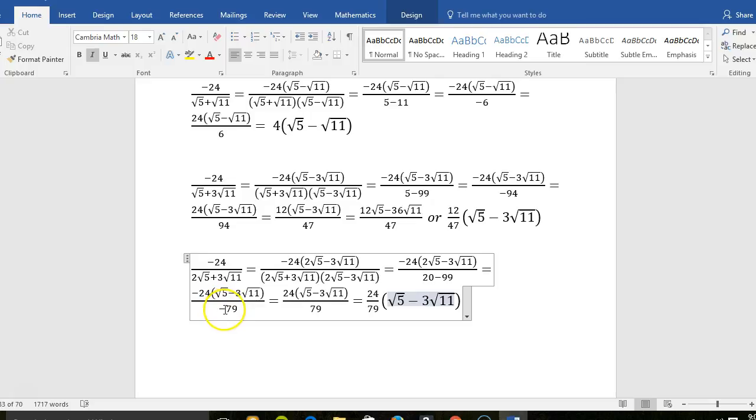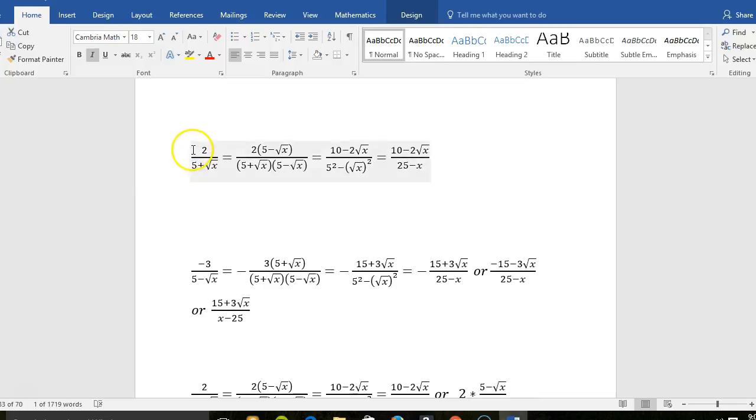These two negatives cancel, and you just get this right here. Or you can write it as this right here. 24 and 79 are not going to reduce any. And let me put "or," because this should be optional unless your professor just loves this form to death or something. I'd just stay with this form right here. Okay. But anyway, there's that.